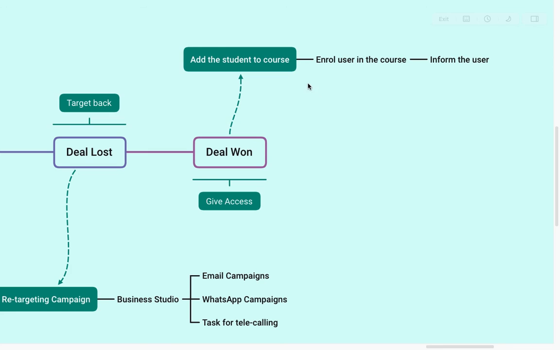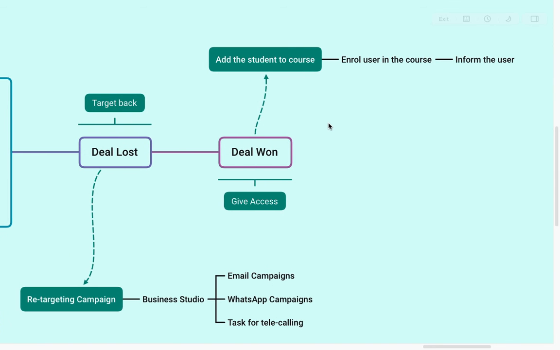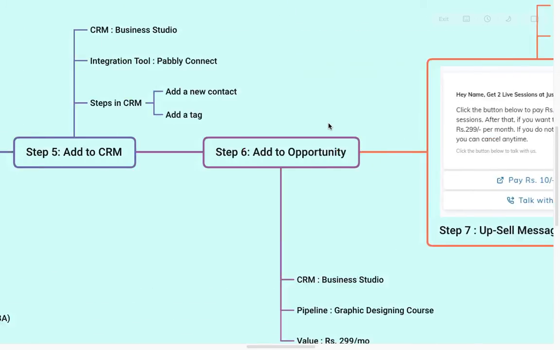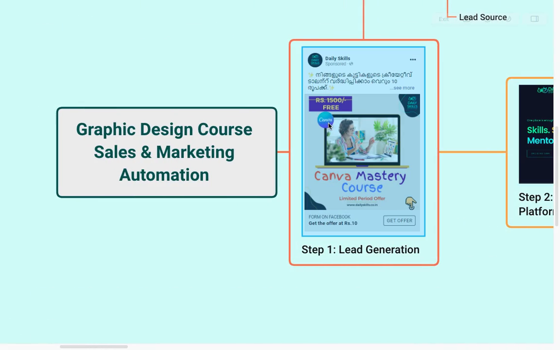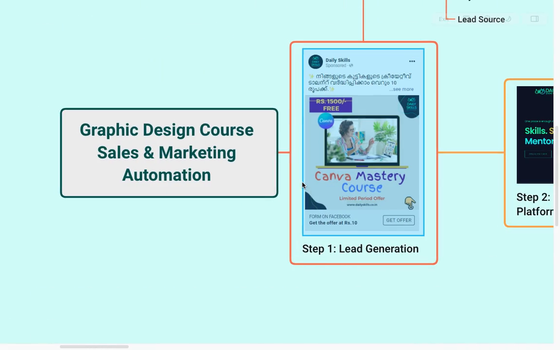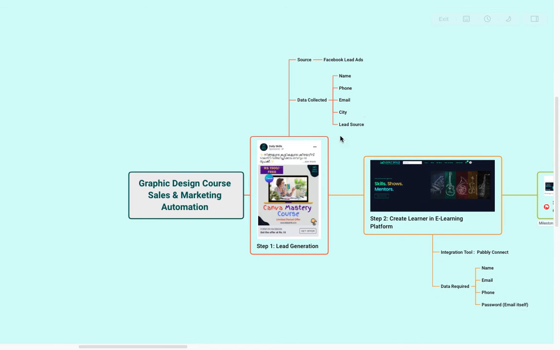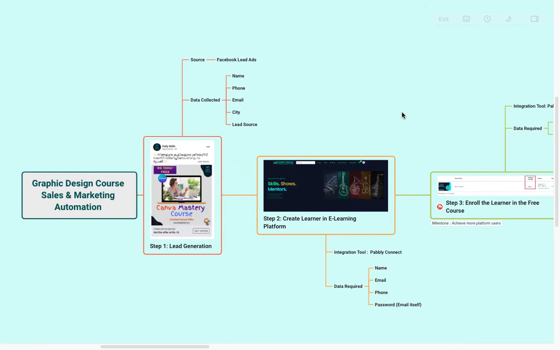And later on, if you want to upsell the student for any other higher level courses, then you can plan some other remarketing campaigns along with this. So this is the process of customer acquisition, sales and marketing automation, especially for the e-learning industry. So you can use this for online trainings, online courses, and customer acquisition for the platform.